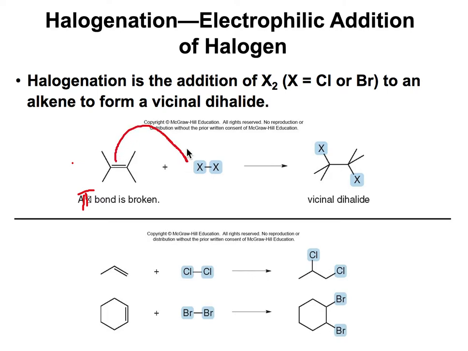The double bond is nucleophilic and it will attack the X, and the other X will leave. I'm going to talk in the next slide about why this happens. Then it will form the carbocation, and the X that left with the negative charge will come back and attack. We often see that with Cl, with chlorines, with bromines, and what we get is the vicinal dihalide.